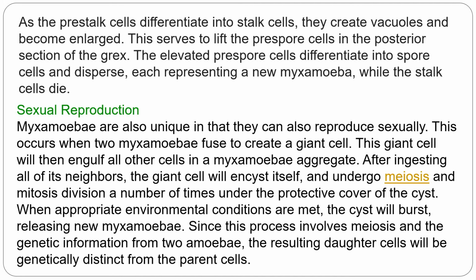Meaning both happen, meiosis and mitosis. When appropriate environmental conditions are met, the cyst will burst, releasing new myxoamoebae. Since this process involves meiosis and the genetic information from two amoebae, the resulting daughter cells will be genetically distinct from the parent cells. So this is the mechanism of sexual reproduction, which the myxoamoebae derive from spore formation.